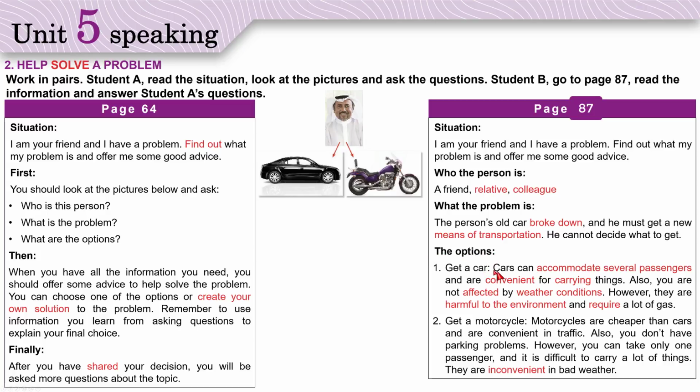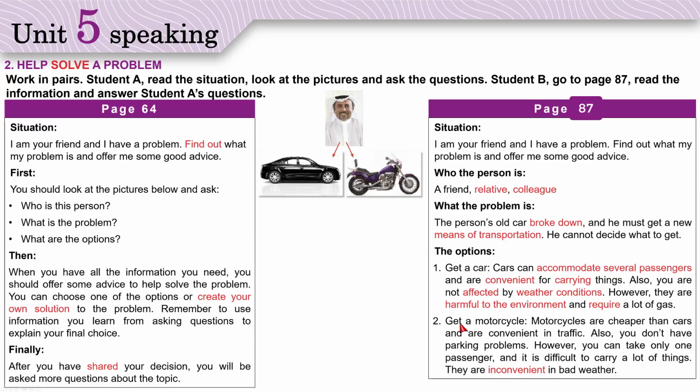You have two options. One, a car. The advantages of cars: they can accommodate several passengers, more than 2 people, and are convenient, suitable for carrying things, moving things from one place to another. Also, you are not affected by weather conditions. Affected: if it's raining, the rain will not make you wet. Weather conditions, like if it's raining or snowy or very hot, if you are inside a car, you are protected from all these elements. However, they are harmful to the environment. For the atmosphere, they are not good. They pollute, they cause pollution, and they consume a lot of gas, petrol.